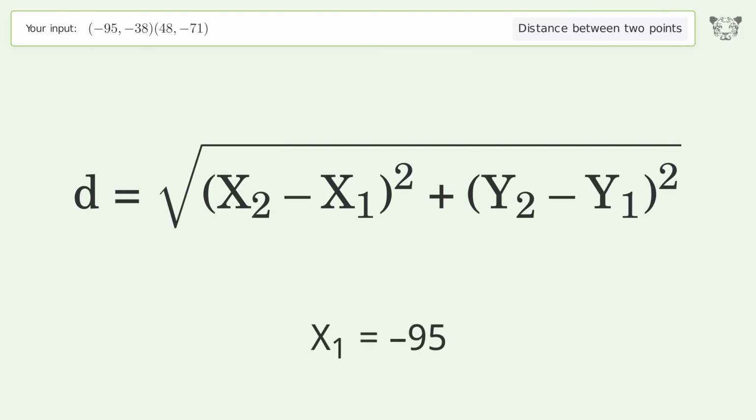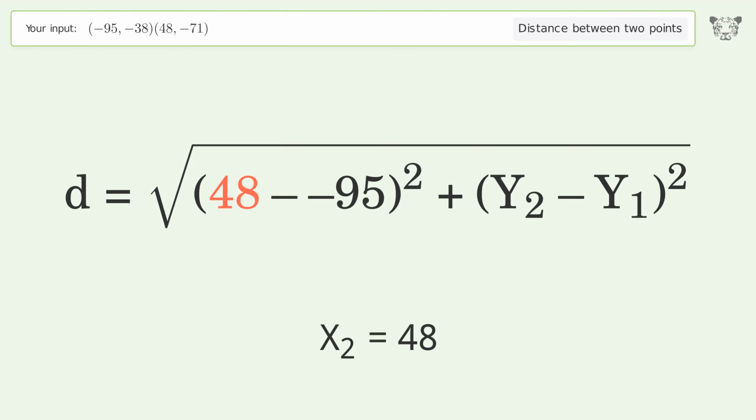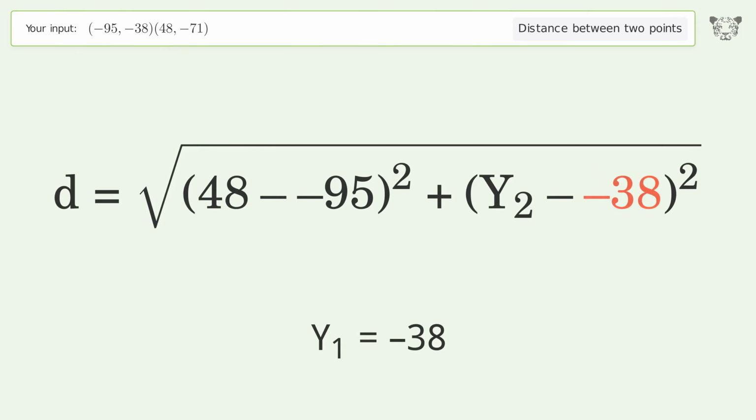x1 equals -95. x2 equals 48. y1 equals -38. y2 equals -71.